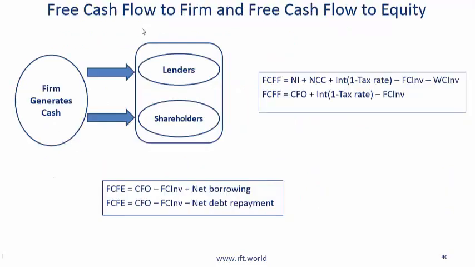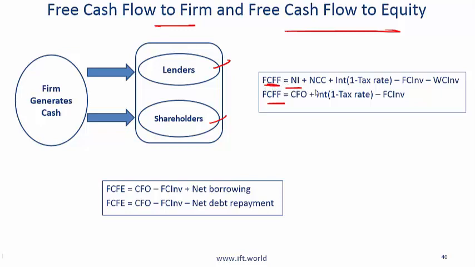You need to remember the formulas given over here. We are talking about free cash flow to firm and free cash flow to equity. When we say free cash flow to firm, we are talking about money that goes to all suppliers of capital, lenders and shareholders. So remember these relationships. They might show up at level 1, but they'll definitely show up at level 2.